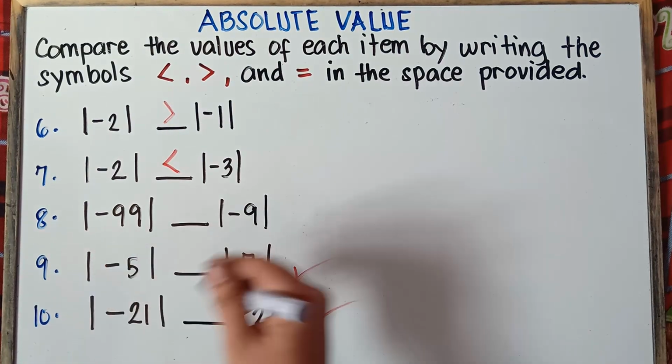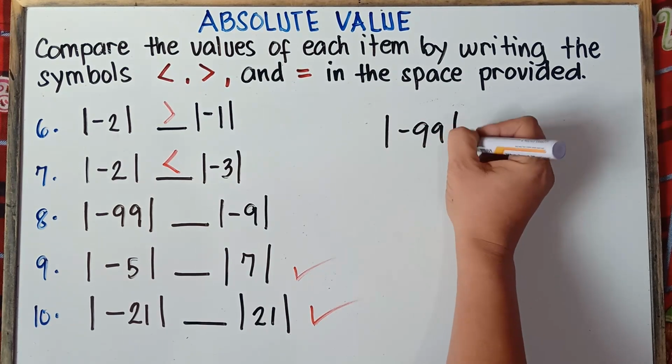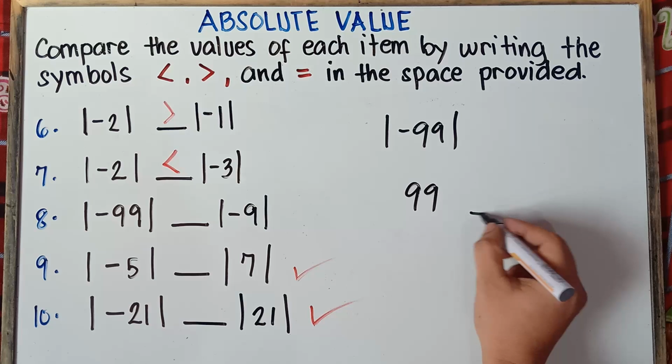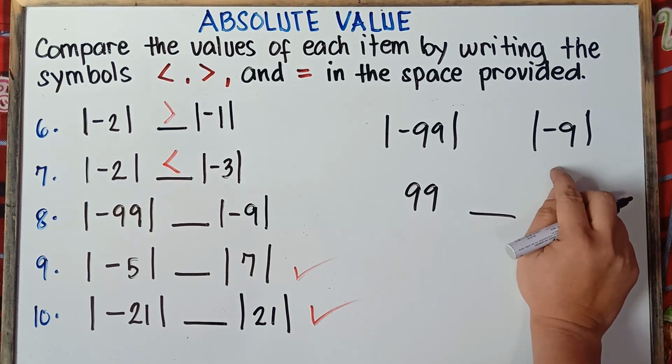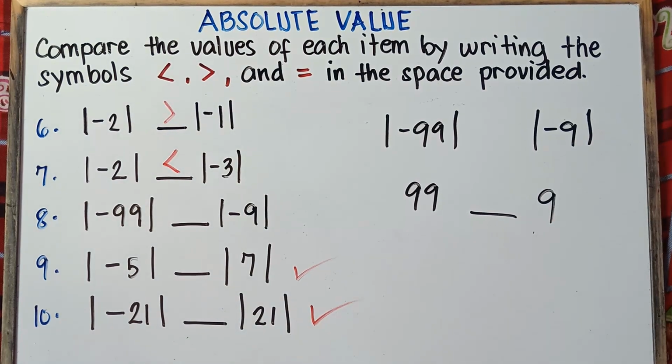Alright, so number 8, the absolute value of negative 99, of course, that would be positive 99, compared to the absolute value of negative 9. The absolute value of negative 9, that would be positive 9. Of course, we know that 99 is greater than 9. So therefore, the answer is greater than.